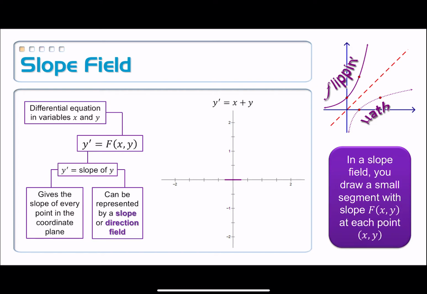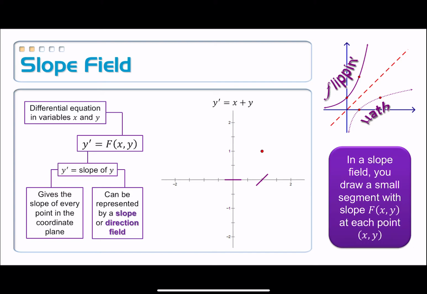Let's pick another one. This one is at (1, 0). So again, I plug it into the differential equation, and I would have 1 plus 0 is 1. I have a slope of 1. If I zoomed in at that point on my actual function, my solution, it would look like this tiny little line right here.